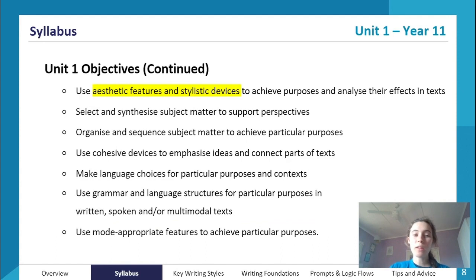A few more things as well. Aesthetic features and stylistic devices. We'll get to that in a second as well. Selecting and synthesizing subject matter. So synthesizing means putting it in a logical order. Using cohesive devices, language choices, and of course grammar and language structures.